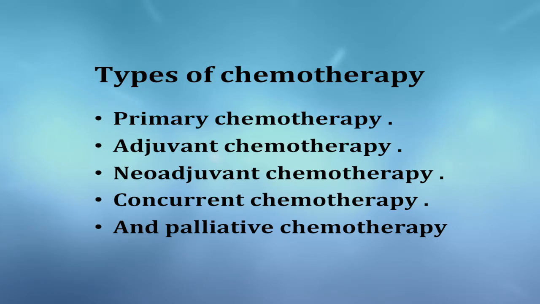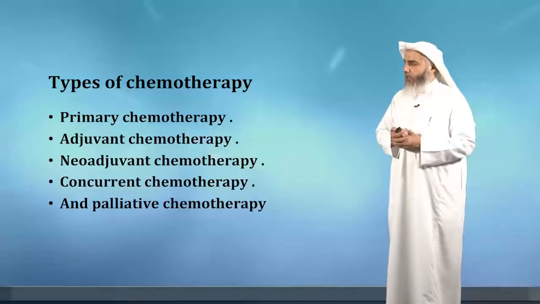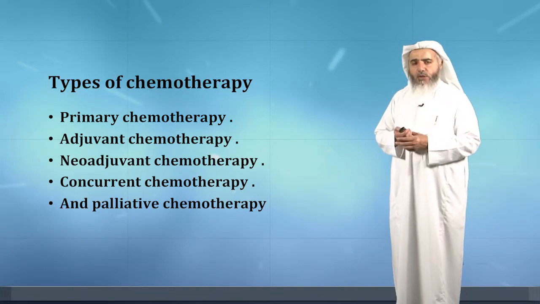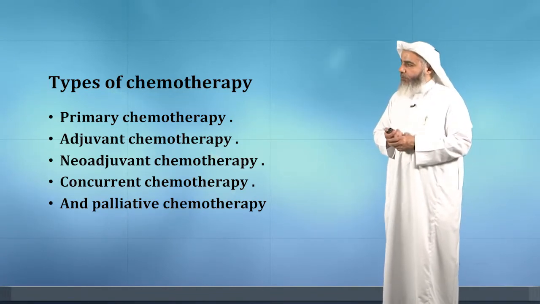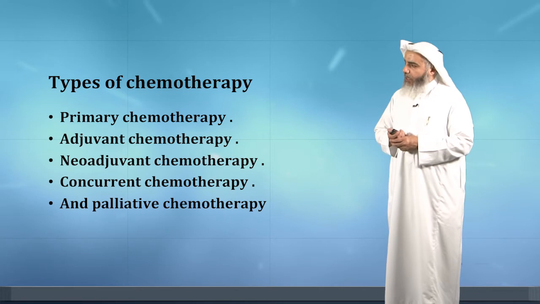Chemotherapeutic agents can be used as primary treatment, curative treatment, or adjuvant treatment, neoadjuvant and concurrent, and can be used as palliative, and we'll come to explain each one separately.